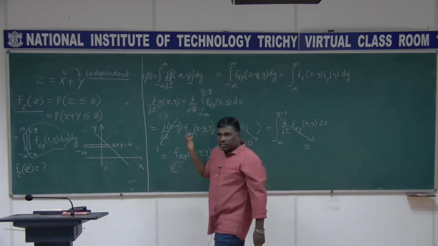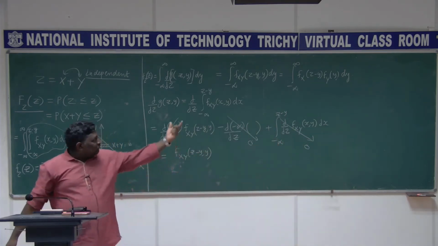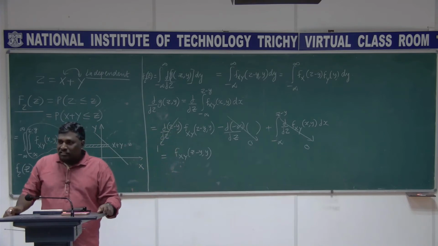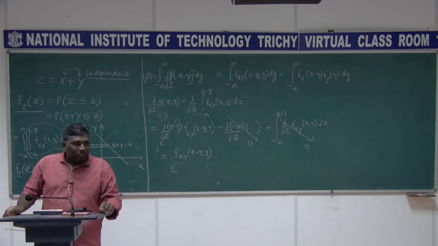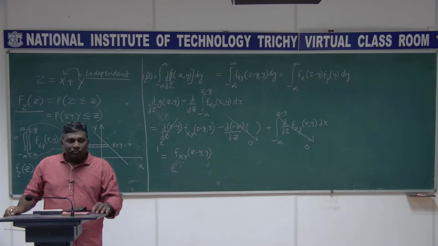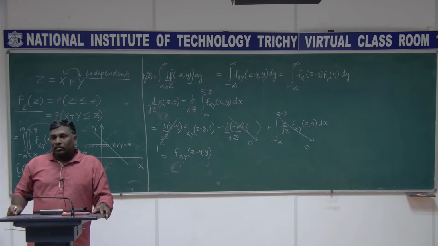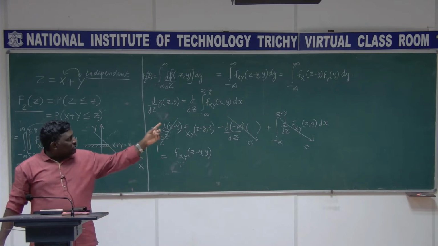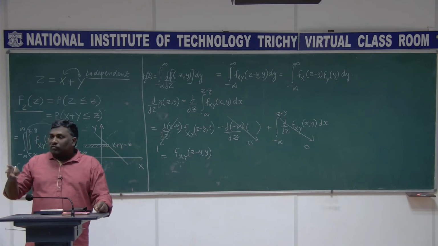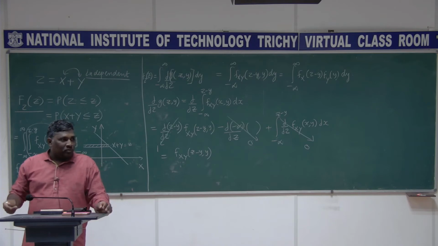Do you see any interesting pattern in this formula? It is the convolution. It's a very interesting result, right? So if I have z equal to x plus y, and x and y are independent, the density function fz of z happens to be the convolution of the two functions, fx and fy. The convolution of these two density functions ends up with what?